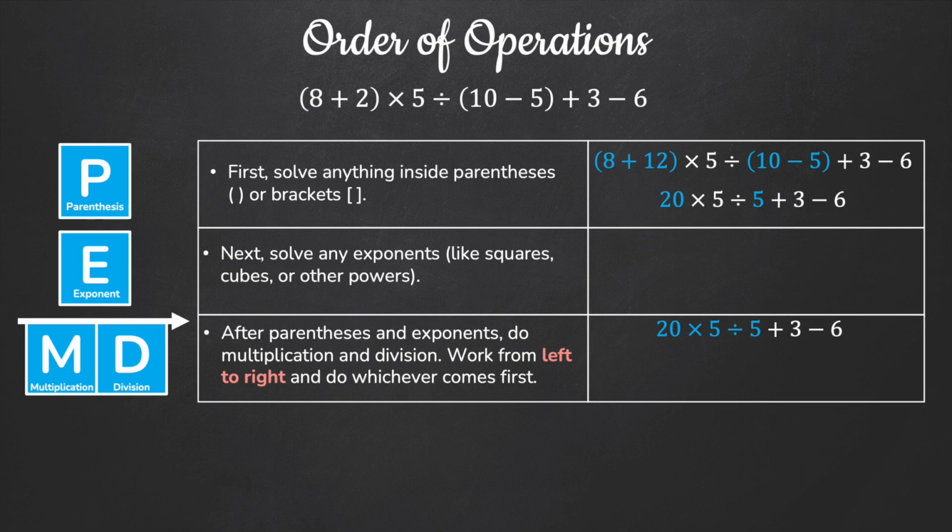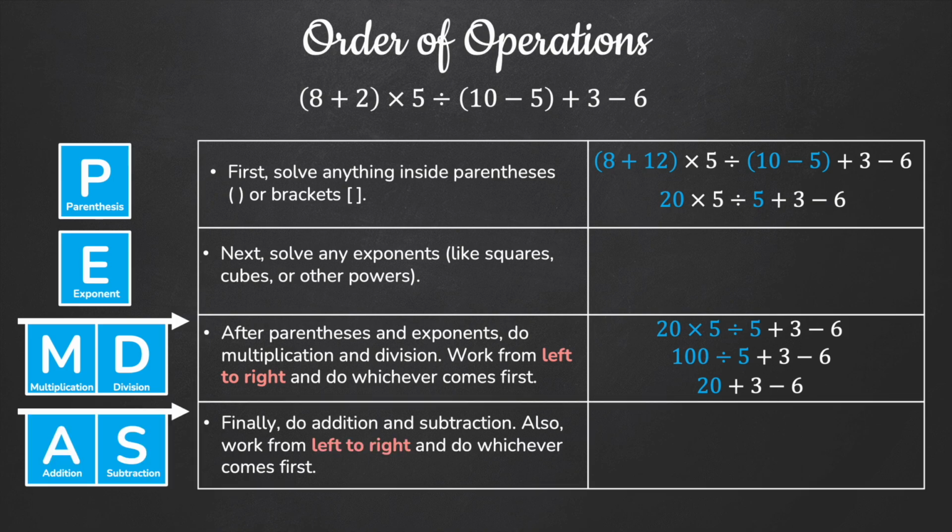And 20 times 5 is equal to 100. And then we have 100 divided by 5, and 100 divided by 5 is equal to 20. Remember to rewrite the rest of the expression as is. So now our new expression is 20 plus 3 minus 6.